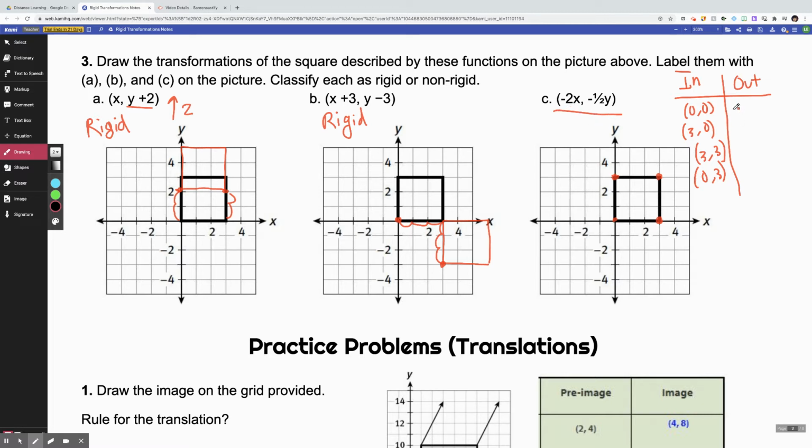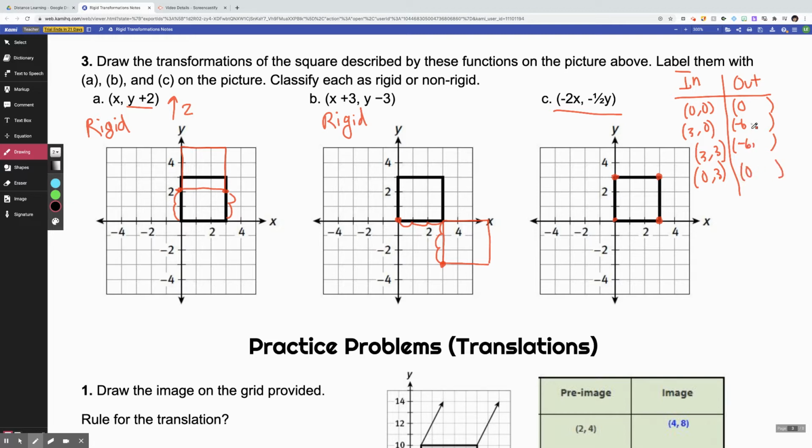So I'm going to take all my x values and multiply them by -2. Okay, so 0 times -2 is 0. 3 times -2 is -6. Right, 3 times -2 is -6. 0 times -2 is 0.